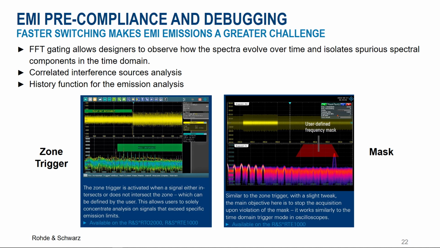And finally, a history function for the emissions analysis is important. All previously captured signals are stored in memory and can be accessed as required. With a timestamp, it is easier to find correlation. All saved signals can be further analyzed with options such as zoom, measurement, math, and spectrum analysis. Newly acquired signals can be quickly compared with ones previously stored in memory.